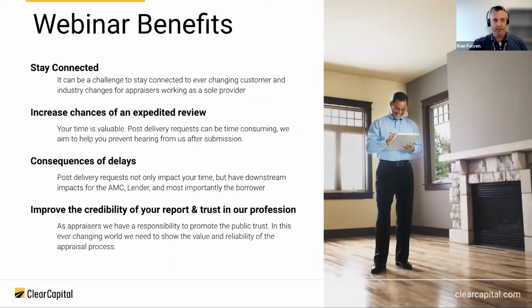And then last but not least is improve the credibility of your report and trust in the profession. As appraisers, we have a responsibility to promote the public trust. And as our industry continues to change, we need to show the value and the reliability in the appraisal process.